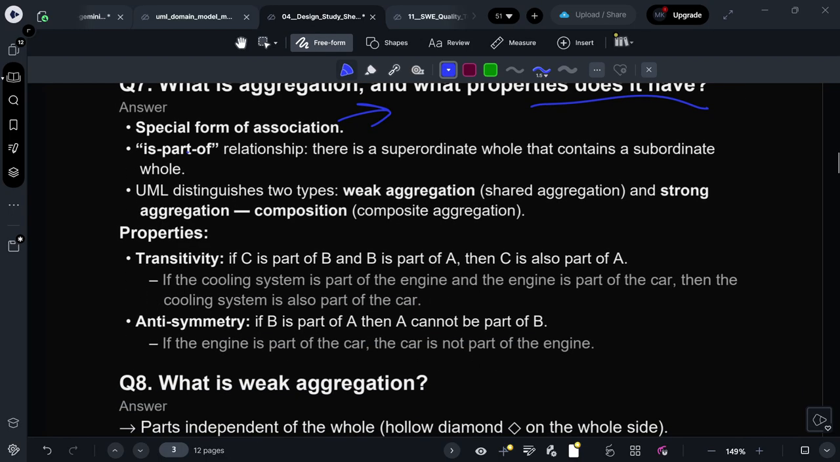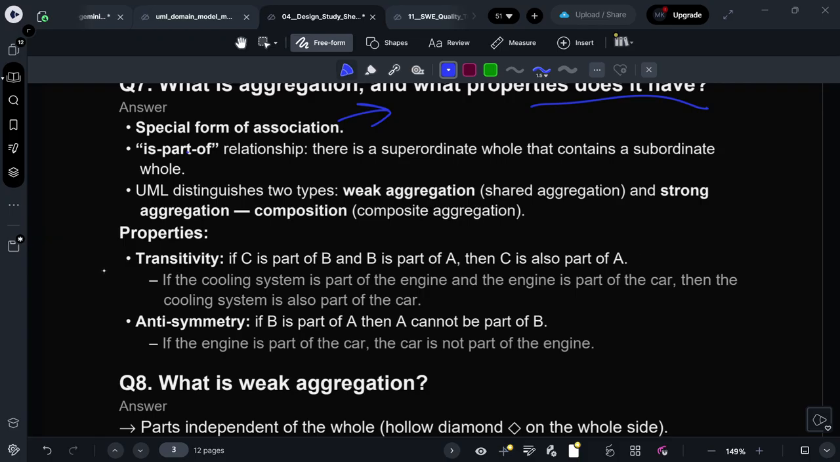So what is aggregation, and what properties does it have? It is a special form of association, the is-part-of relationship. There is a superordinate whole that contains a subordinate part. UML distinguishes this into 2 types: weak aggregation, also called shared aggregation, and strong aggregation, which is composition, or composite aggregation.